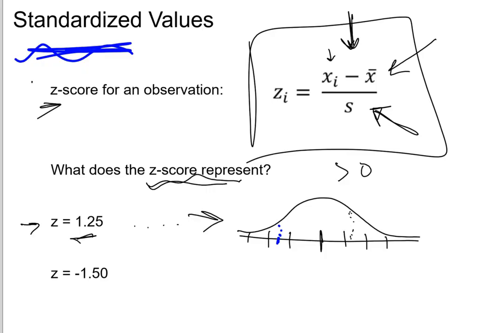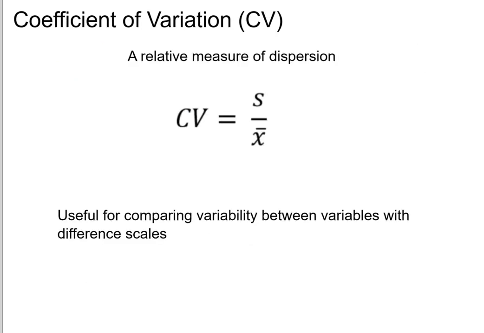The other reason we talk about z-scores is that while this is the z-score for an individual observation, that's actually going to be a useful concept for us later on with some of our hypothesis testing and inference stuff we do. Next, one of our last metrics that we're going to talk about is this thing called the coefficient of variation, or the CV.